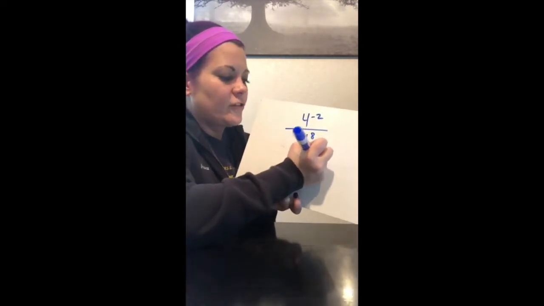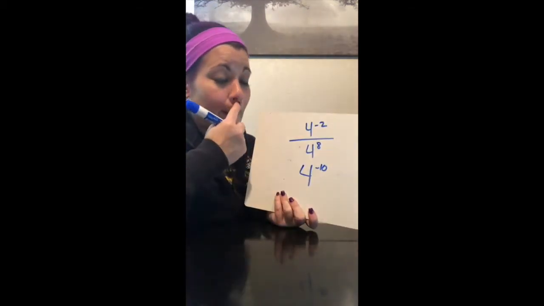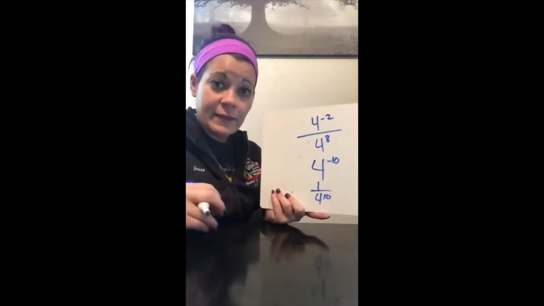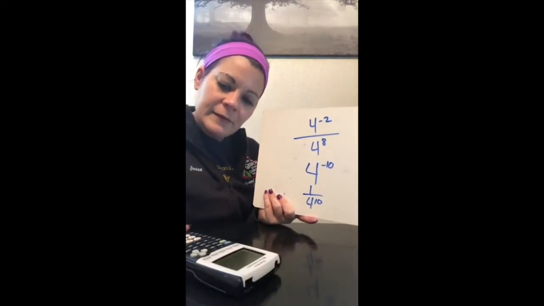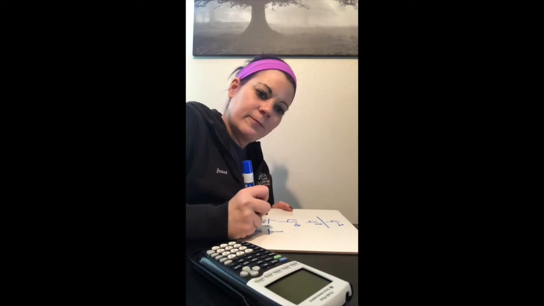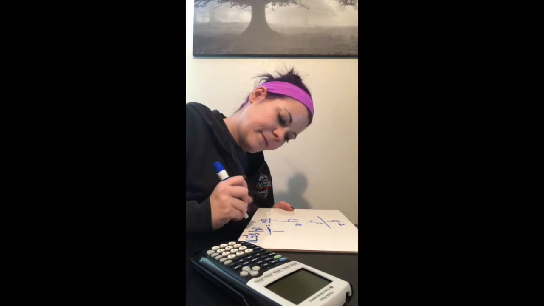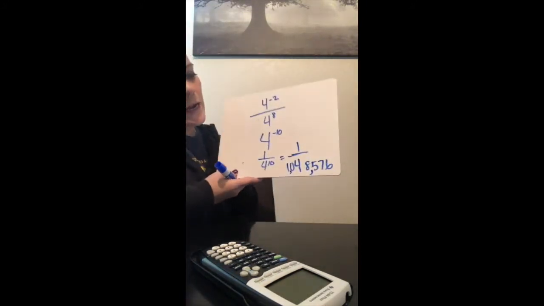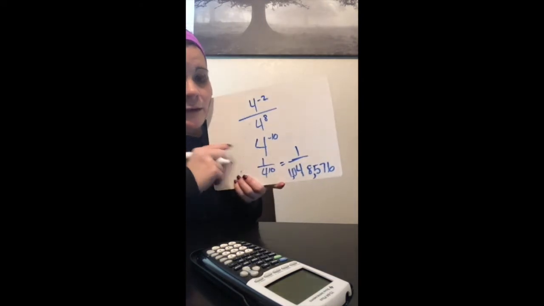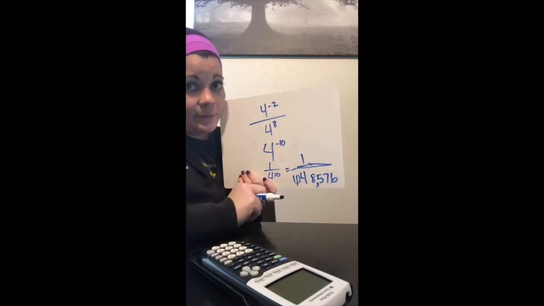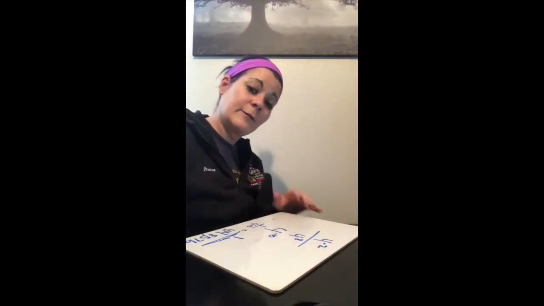So we get 4 to the negative 10. And then we can simplify the negative exponent where we get 1 over 4 to the 10th, because we have to put it in the denominator. Then 4 to the 10th is 1,048,576. So that would be 1 over all of that, 1 over 4 to the 10th, okay? So that is exponent property laws and also negative exponents.